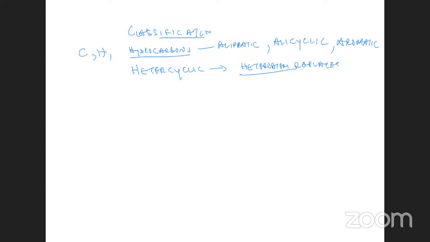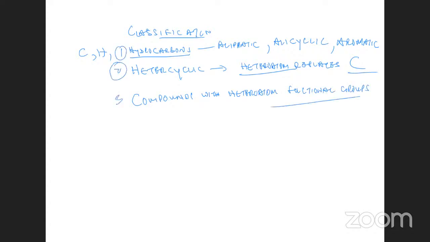Okay. Then we have compounds with heteroatom functional groups. Okay, so those are the three classes. Heteroatom functional groups. What are the heteroatoms other than carbon? Other than carbon, it could be nitrogen, it could be oxygen, it could be sulfur, things like that. Those are the heteroatoms we are talking about. Okay.